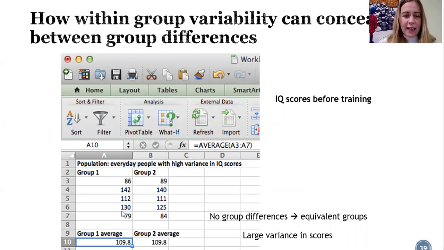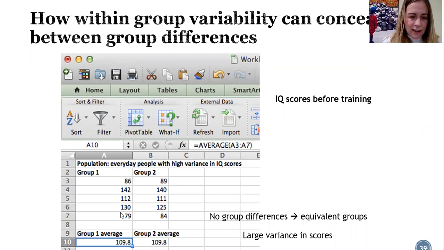So here's their IQ scores before training in group 1 and group 2. We've done a good job of matching our groups. They're equivalent. You might also notice, if you've got a good memory from a couple slides before, that the average is also exactly the same as our university students. The only difference is we've got more variability.